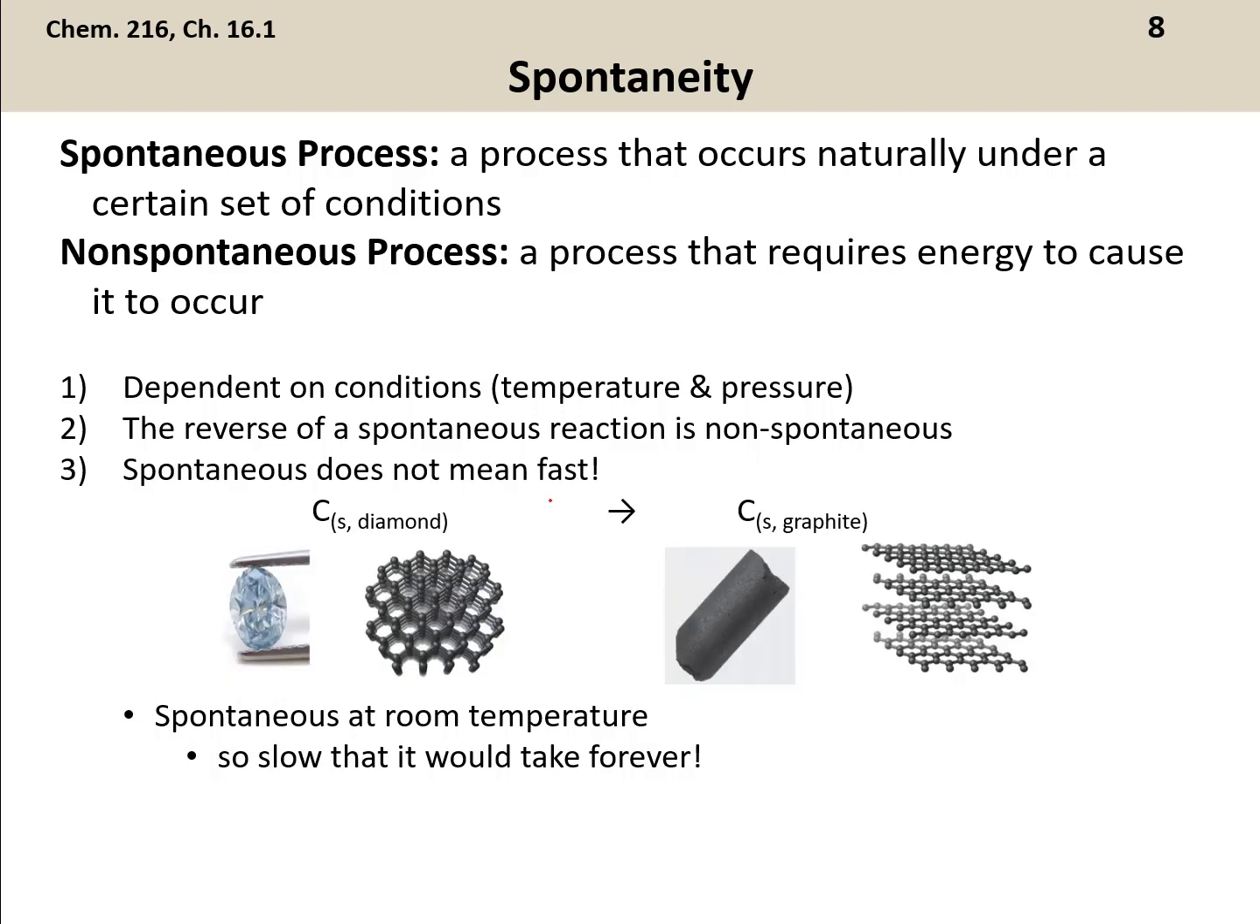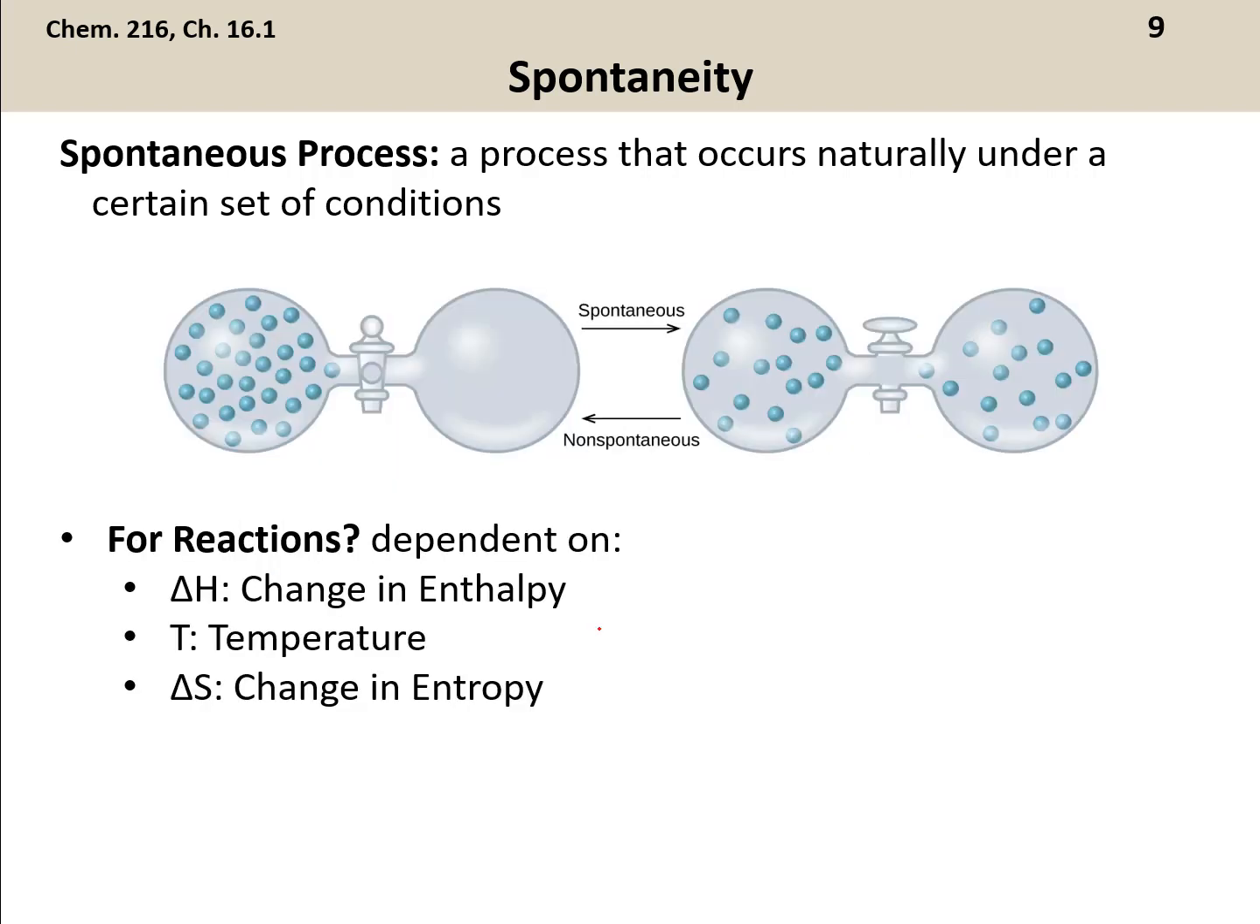The third rule or idea we should know about spontaneity is that just because something's spontaneous does not mean it's fast. A diamond will spontaneously turn into graphite, what you have in a lead pencil. But this is going to take a long time, thousands, maybe millions of years, right? So it's spontaneous, but it's not fast. All right, so let's look at spontaneous reactions and what makes something spontaneous.